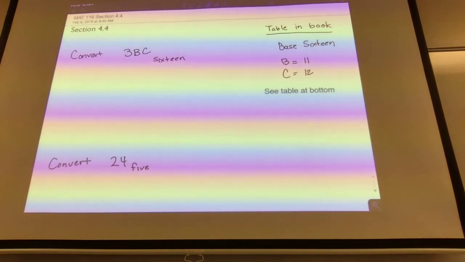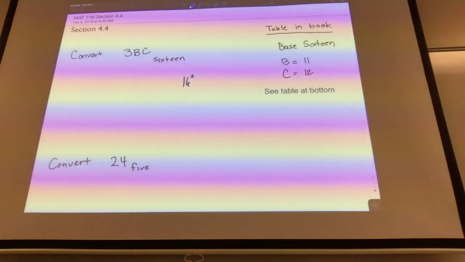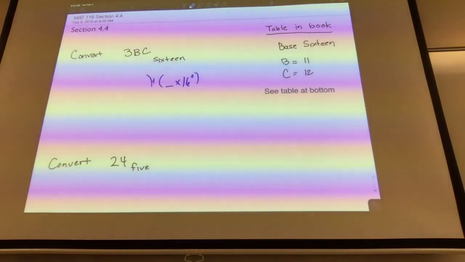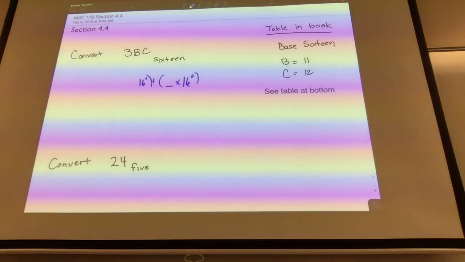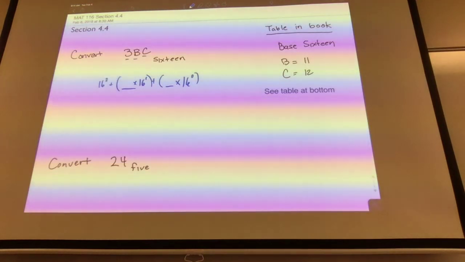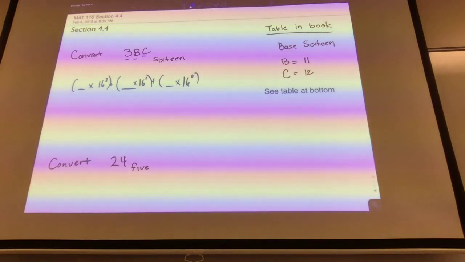The way you're going to do this is, since it's base 16, and I usually like to write it back to front, you're going to have something times 16 to the 0, and then something times 16 to the first power, and then something times 16 to the second power. We usually start rightmost. I could have started to the left, it's just easier for me to flow that direction.